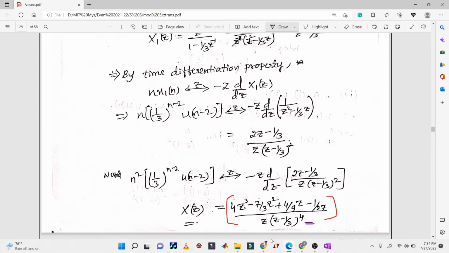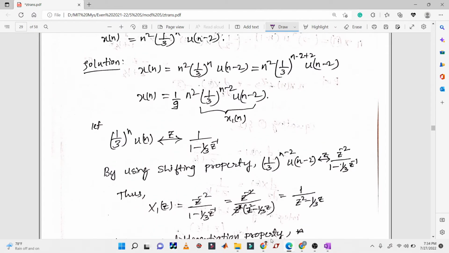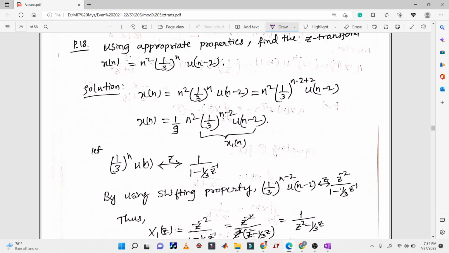Is there any doubt regarding this? This is a very important problem. You can expect these kind of problems in exams as well.